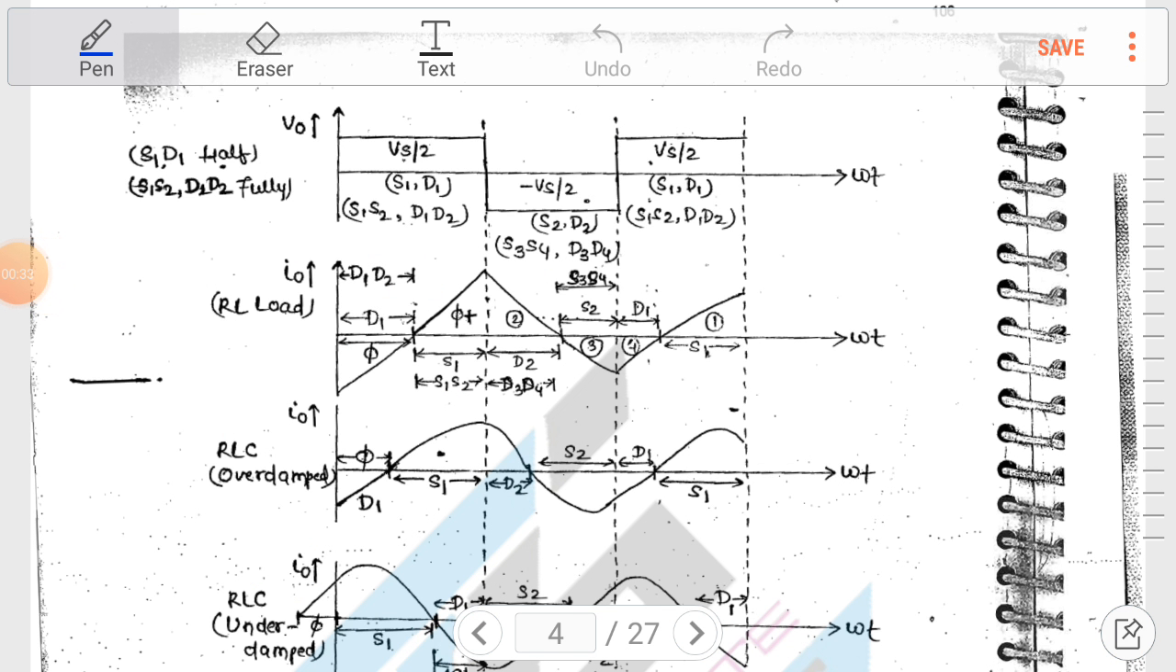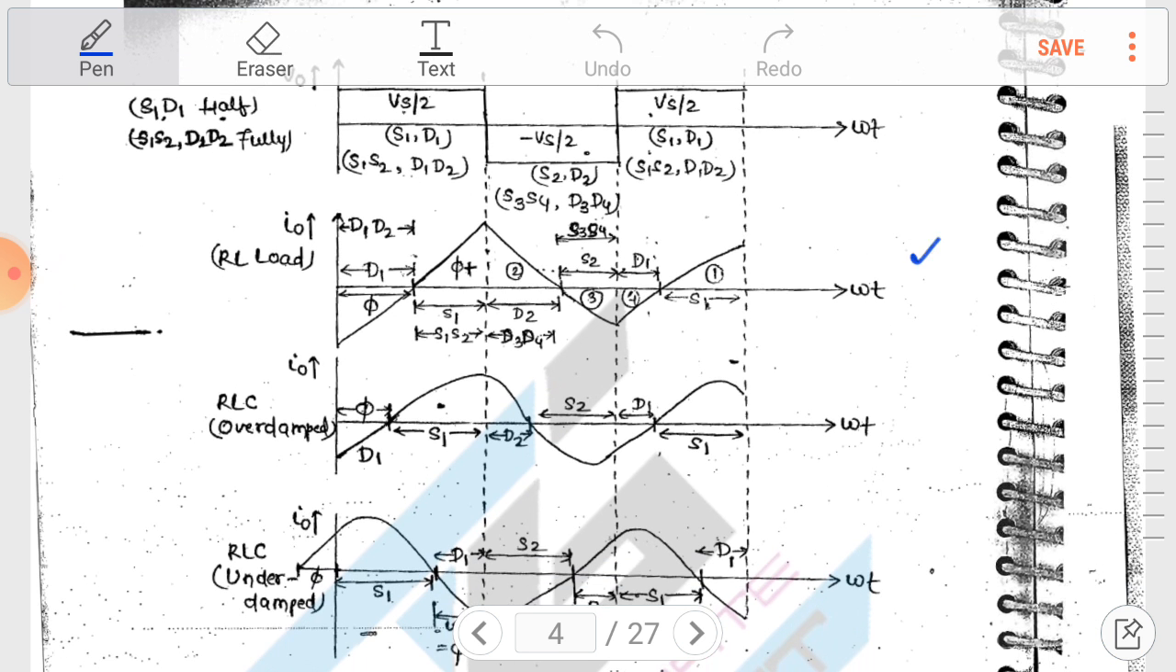This waveform represents single phase half bridge and full bridge inverter with different loads. This waveform is with RL load. Here we can see that the current waveform is different from resistive load. As in the previous video we have seen that the current waveform follows the behavior of the voltage waveform, but here the current waveform is lagging with angle phi with respect to the voltage waveform.